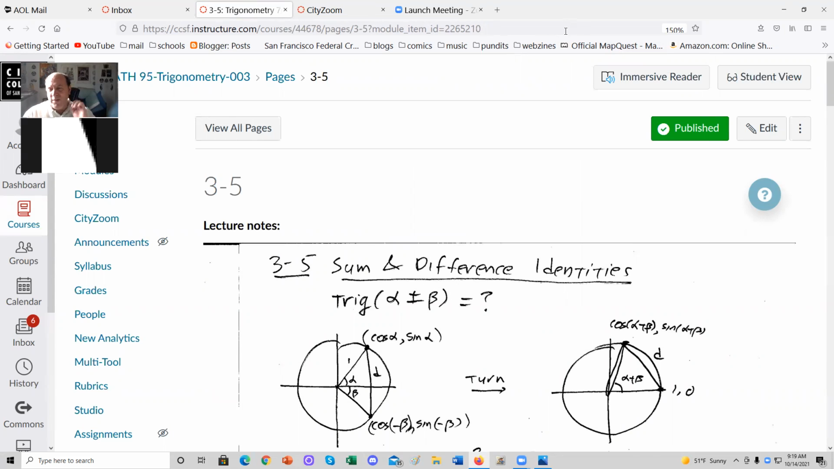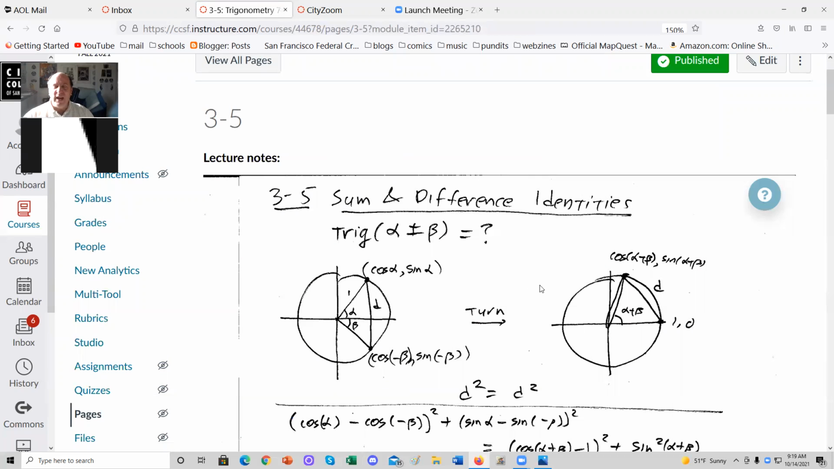3-5, sum and difference identities. These are tough, but I think they're, I'm going to say, beefy. They're savory. I like them, but they're tough. Okay, these are trig identities involving trigonometric functions of sums and differences. Trig of alpha plus or minus beta is what? We'll start with the cosine addition law.